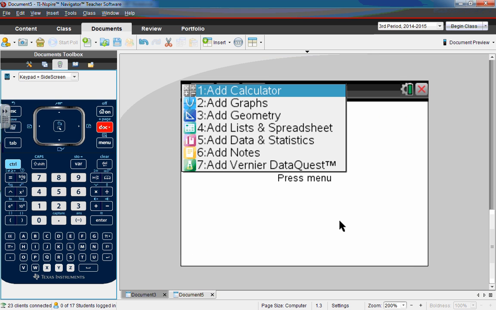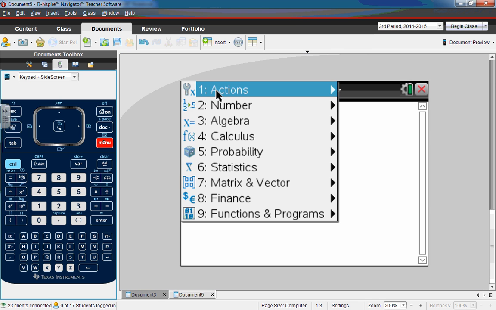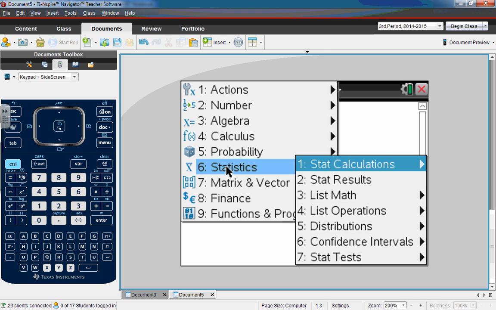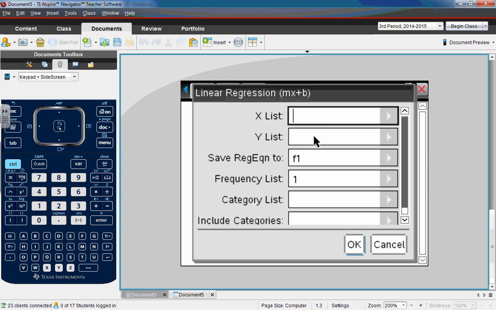Control Doc. Calculator. Stat calculations. And MX plus B. X list is year, your Y list is salary. And where does this always store it at? It always stores it in F1. Do we understand that? So hit OK.